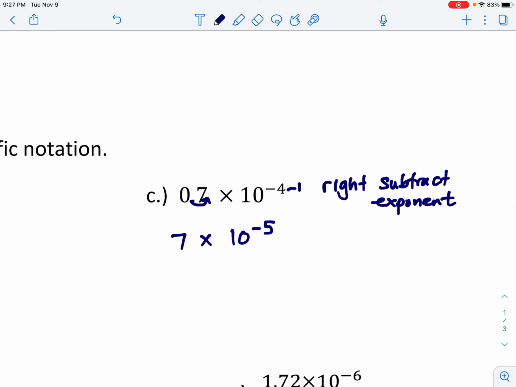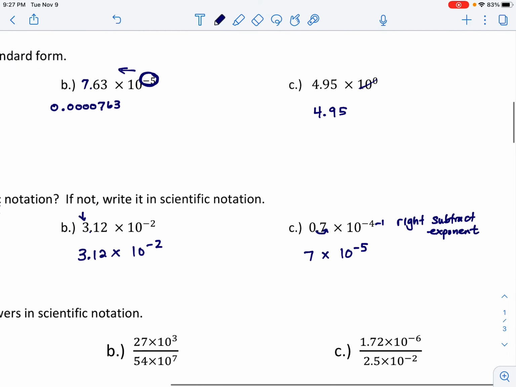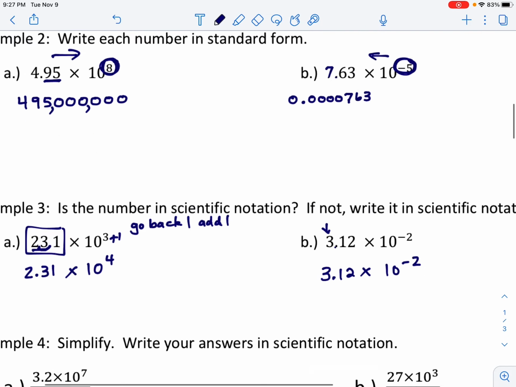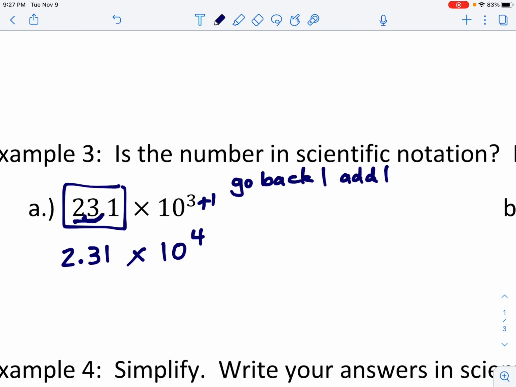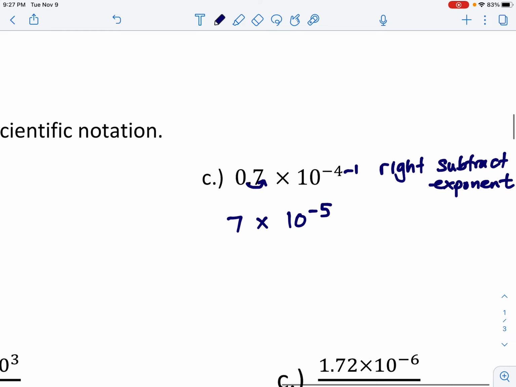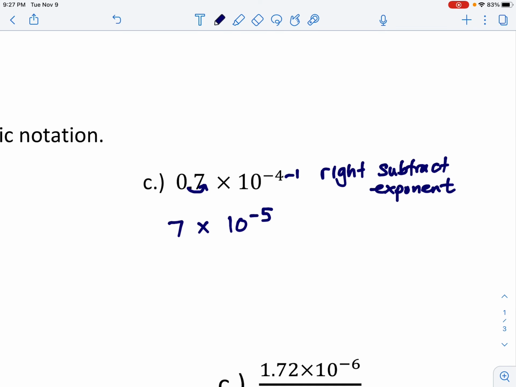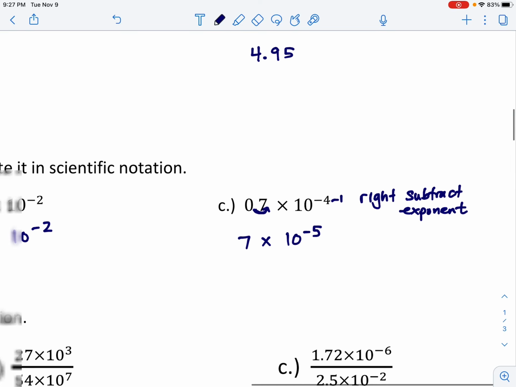All right. Hopefully this is making some sense to you. Know the rules. Just keep applying them. So remember, if we go back 1 or to the left 1, we have to add 1 to our exponent. If we move our decimal place to the right, we have to subtract an exponent. Okay?